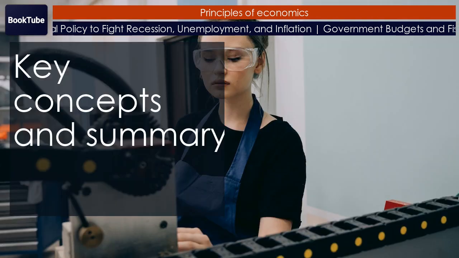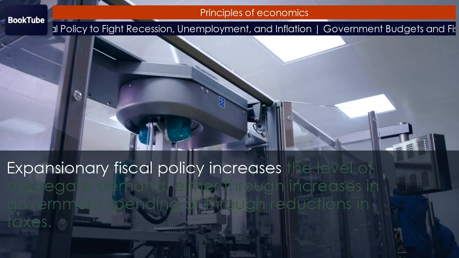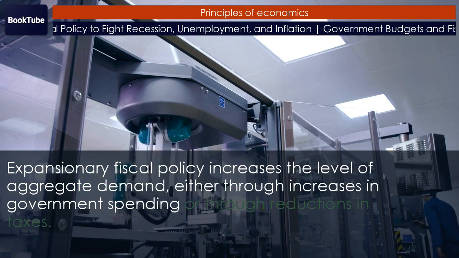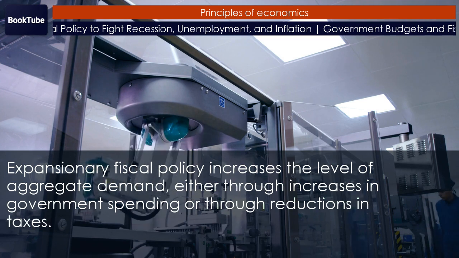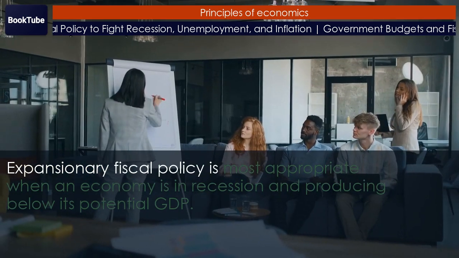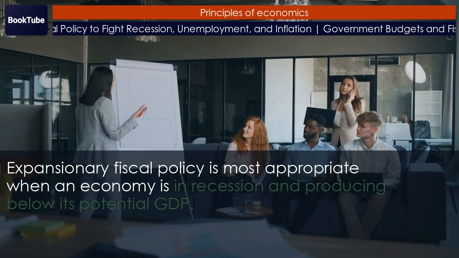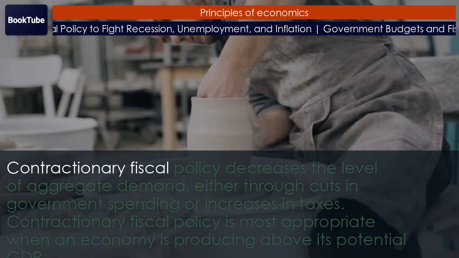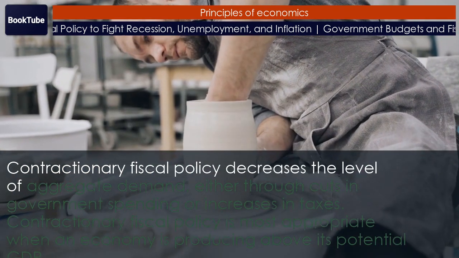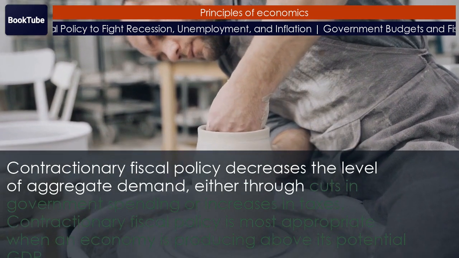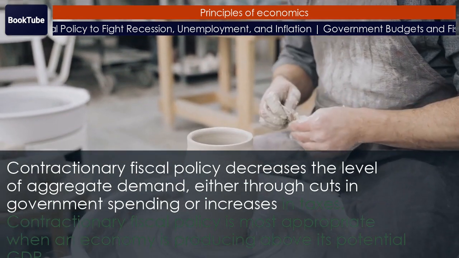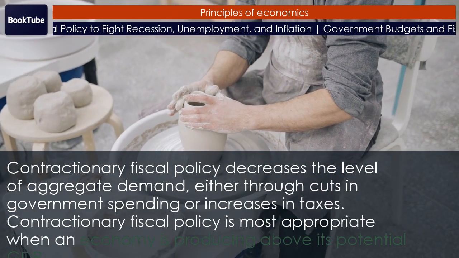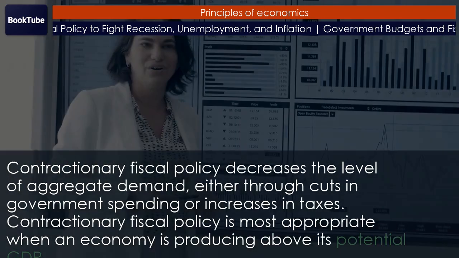Key concepts and summary. Expansionary fiscal policy increases the level of aggregate demand, either through increases in government spending or through reductions in taxes. Expansionary fiscal policy is most appropriate when an economy is in recession and producing below its potential GDP. Contractionary fiscal policy decreases the level of aggregate demand, either through cuts in government spending or increases in taxes. Contractionary fiscal policy is most appropriate when an economy is producing above its potential GDP.